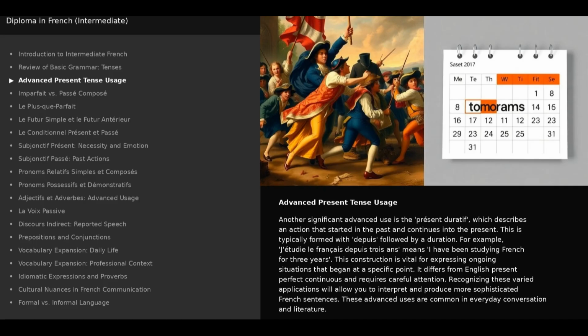It differs from English present perfect continuous and requires careful attention. Recognizing these varied applications will allow you to interpret and produce more sophisticated French sentences. These advanced uses are common in everyday conversation and literature.